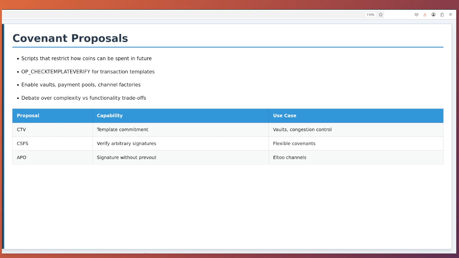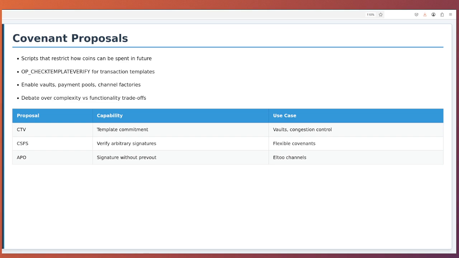Several covenant proposals exist. OP_CHECKTEMPLATEVERIFY or CTV, proposed in BIP 119, allows a script to commit to a specific template for spending transactions. The script specifies a hash of the transaction structure, and the spending transaction must match that template. This enables use cases like congestion control where you pre-commit to a tree of transactions that can be broadcast later.